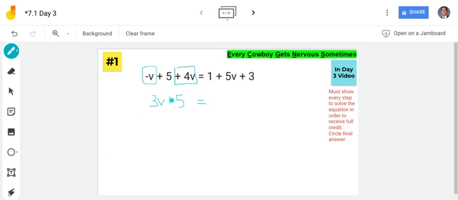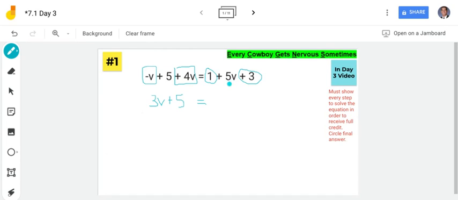But again, like I said, it's like crossing the street. You look left, and then you look right. So on the right side, I have these terms, 1 plus 5v plus 3. Are any of those terms like terms? I have one v term, no other v terms on this side, but I do have constants, right? These constants of 1 and 3 can be combined, right? They are constants which have no variable, and I know 1 plus 3 is 4.